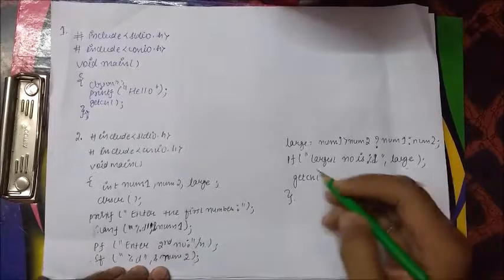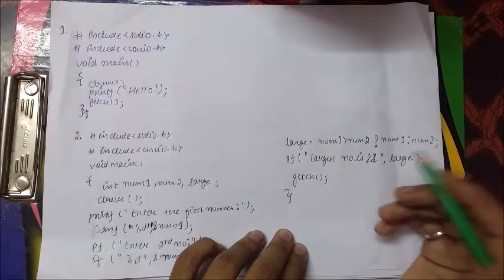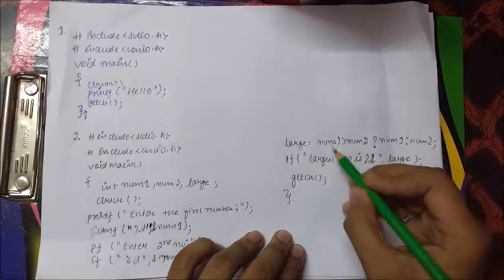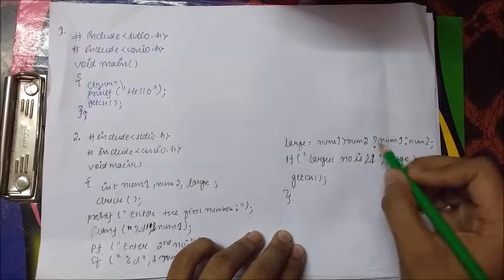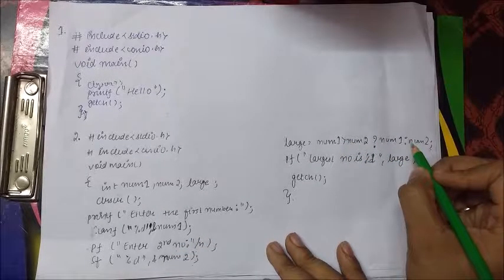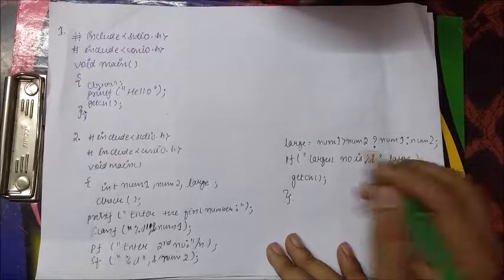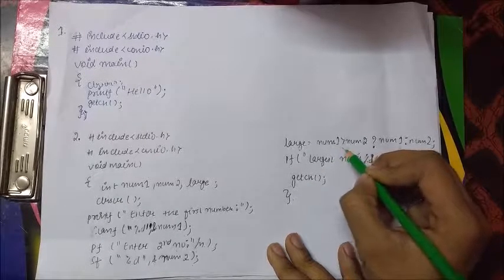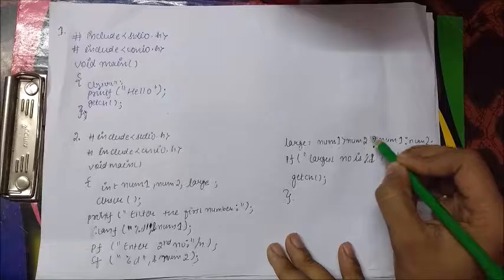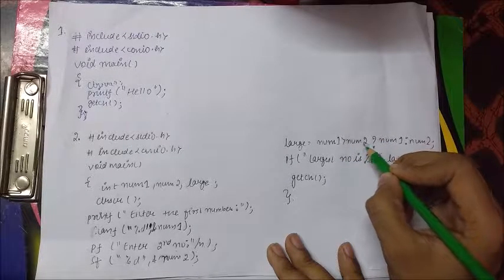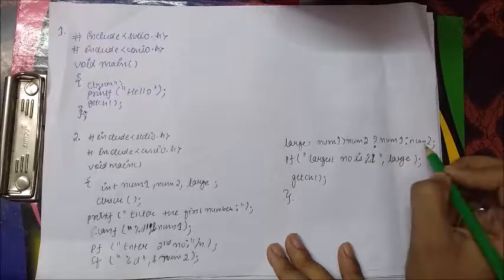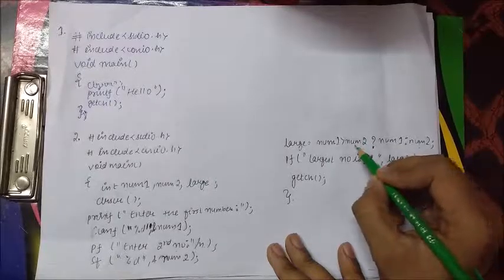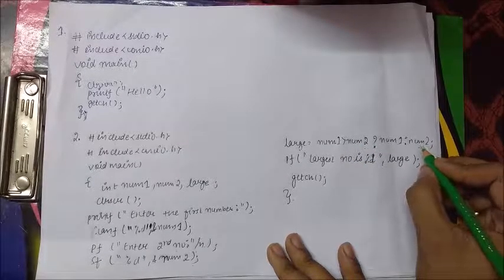Now our logic, the main point of the program: large = num1 > num2 ? num1 : num2. Understanding it, we have to find the value of large, so conditional operators are used. If num1 is greater than num2, the question mark means: is num1 greater than num2? If yes, then num1, else it will be num2. Means if num1 is greater than num2, then it will give num1, but if num2 is greater than num1, the condition becomes false, and then it will give num2.